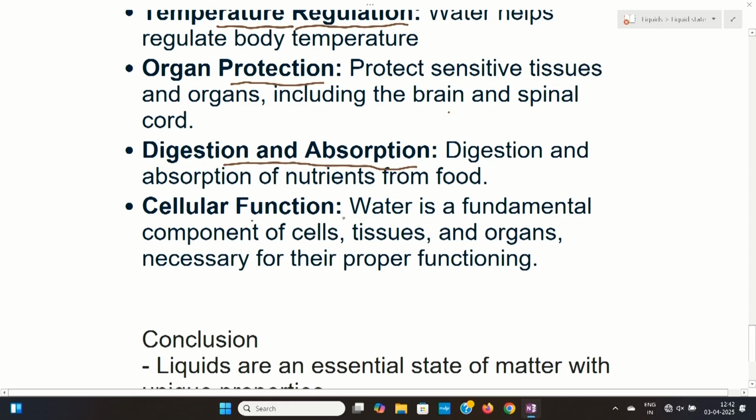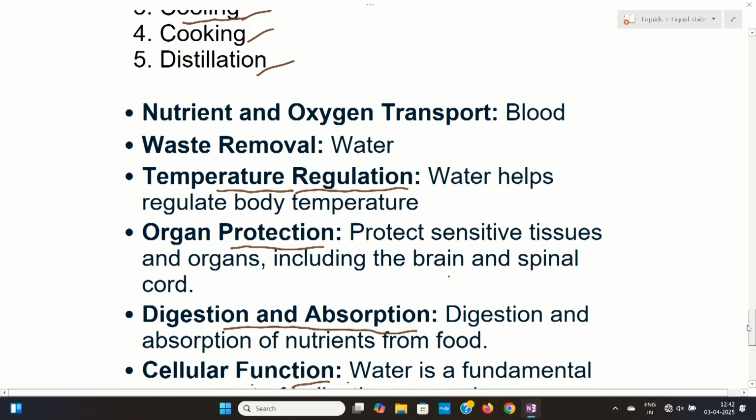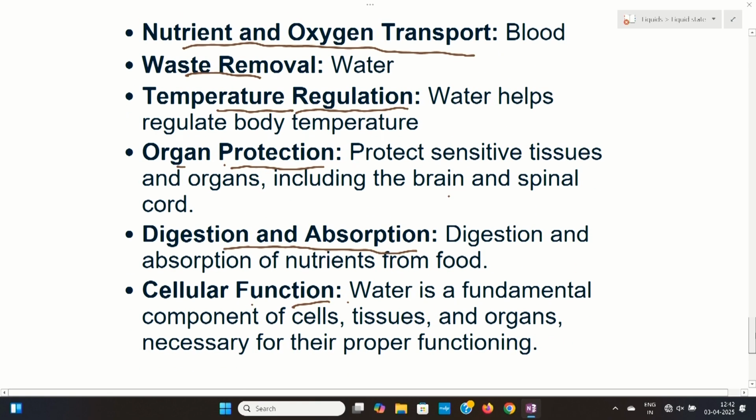Lastly, these liquids, especially water, are a fundamental component of cells, tissues and organs, and water is necessary for the proper functioning of our body. Therefore, the applications are: first, nutrient and oxygen transport; second, waste removal; third, temperature regulation; fourth, organ protection; fifth, digestion and absorption; lastly, the cellular function. Okay, I hope you understood all these things.